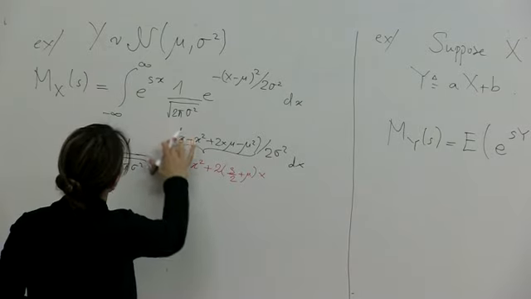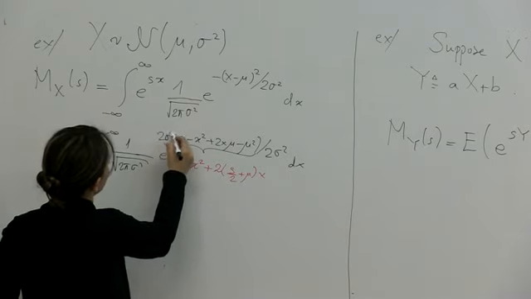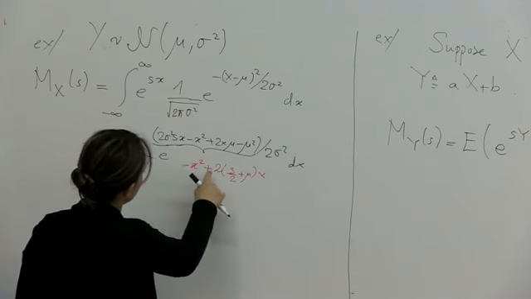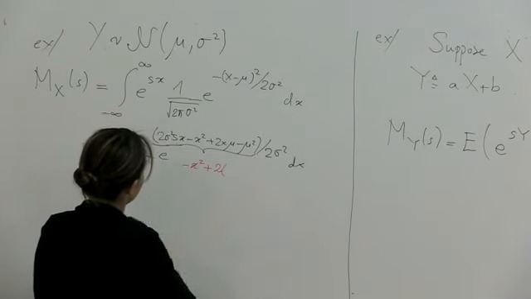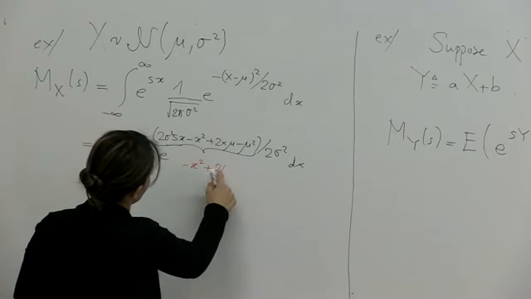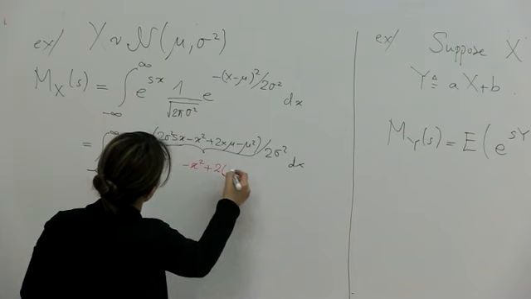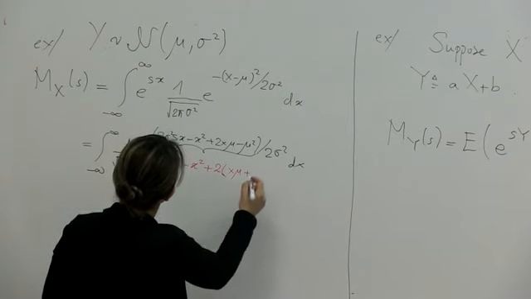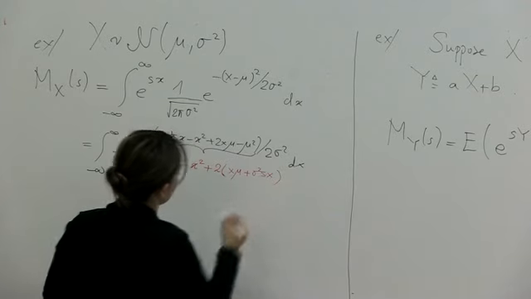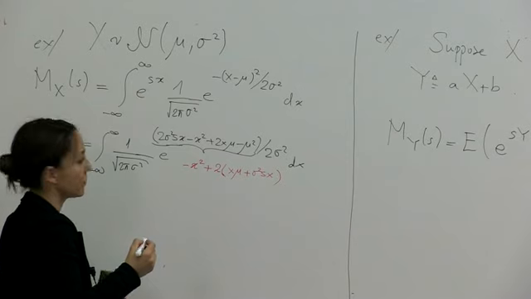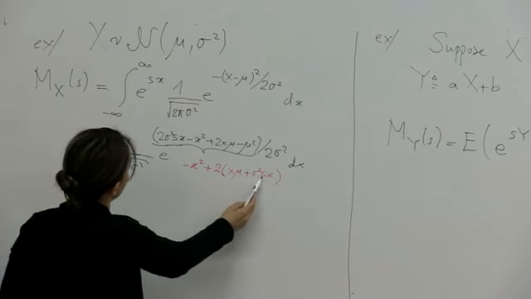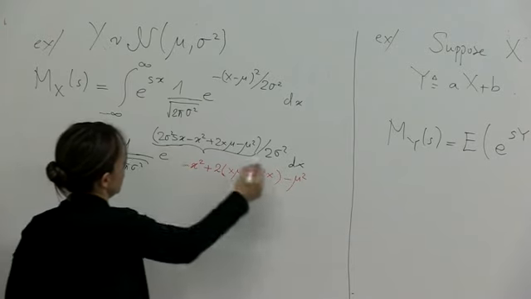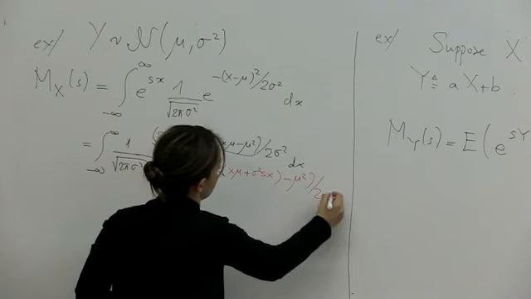So we need to multiply here by 2 sigma squared, right? 2 sigma squared. Okay. So I have negative x squared plus 2. Let me write here. 2 times x mu plus sigma squared sx. Okay? Right? 2 times x mu plus sigma squared sx minus mu squared. Okay? That's what I have here, divided by, of course, 2 sigma squared.